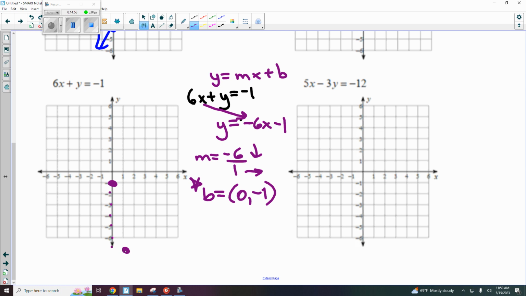So if I can't go down and right anymore, where else could we go? You got up and left. So up 1, 2, 3, 4, 5, 6 over 1. And now make a nice long line through those 3 points, and we're good.